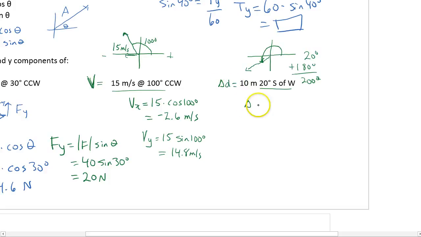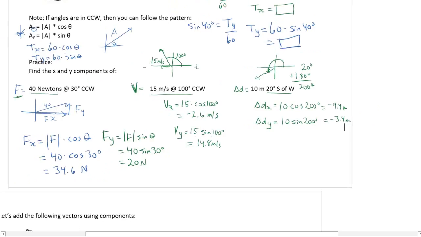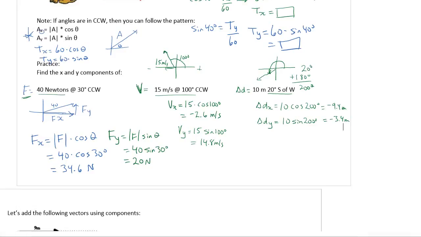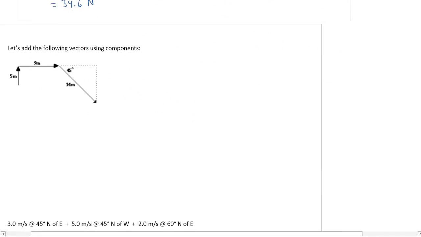So delta dx. How far does it go in the x direction? Well, it goes 10 times the cos of 200 degrees. How far does it go in the y direction? Well, it goes 10 times the sine of 200 degrees. So our answers work out to, once you get your calculator out, negative 9.4 meters and negative 3.4 meters. Pretty cool stuff. Okay, let's go on to the next page and let's add the following using components.